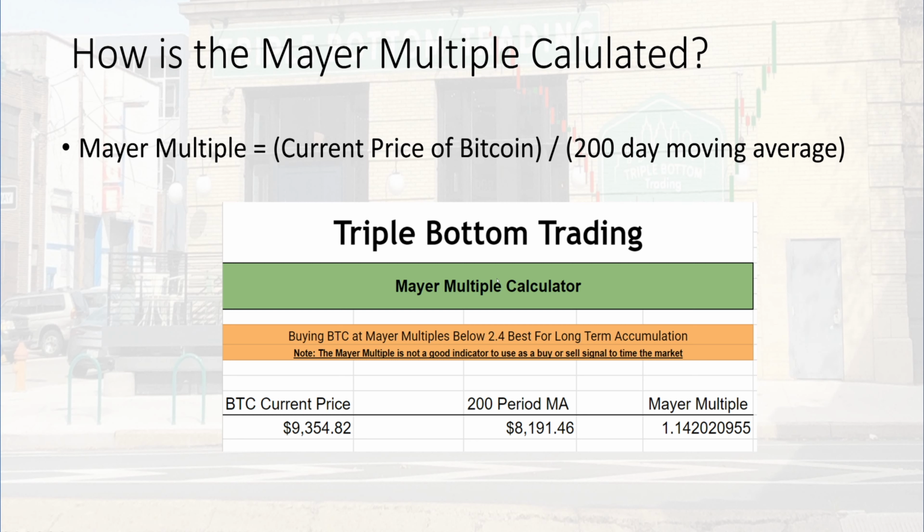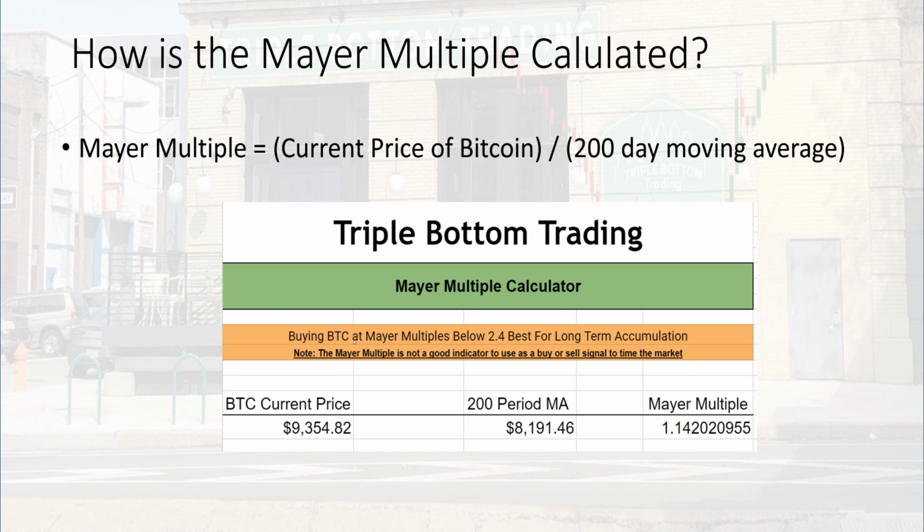Again, this is the Bitcoin current price. This is a spreadsheet that you'll have access to. I'm going to post this in the description below. This will update by the second in Google Sheets, and it'll spit out the Mayer Multiple right over here. It also continually updates the 200-period moving average. Very simple to use. In fact, you don't have to do anything.